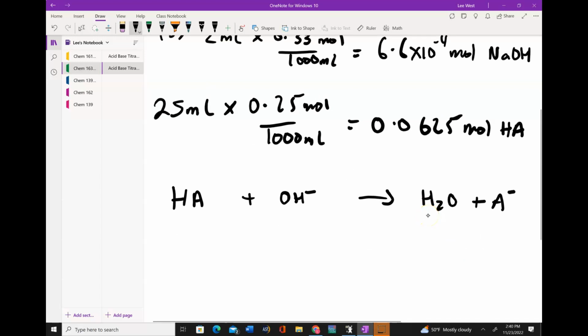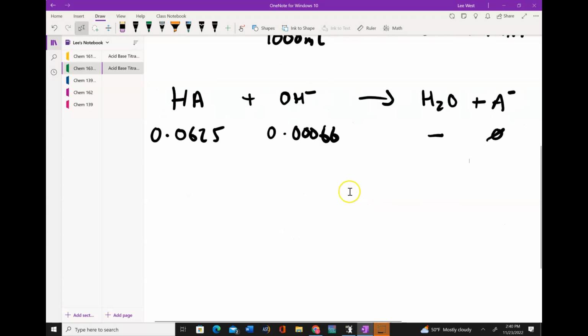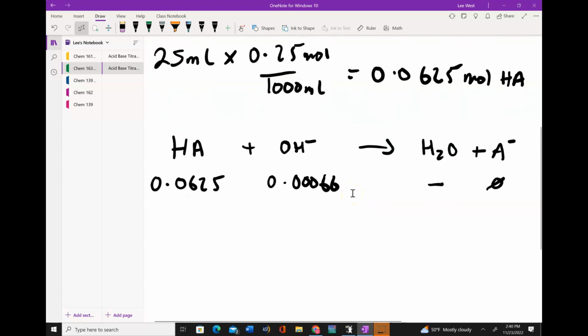So I got 0.0625 of that, and then I've got 0.00066 of that. That's irrelevant, and I've got none of that. So hopefully you can see that we are definitely before the equivalence point. I haven't added equal number of moles of base from the burette. So this is going to go down because it's the limiting reactant. This is the excess reactant, sorry.